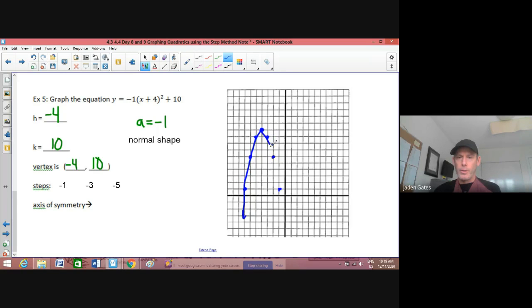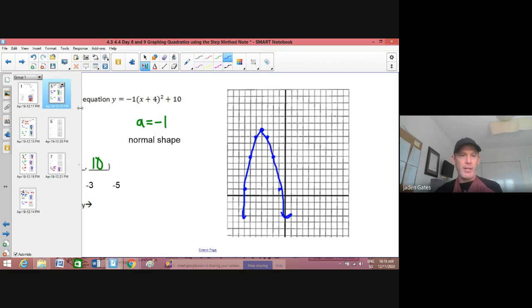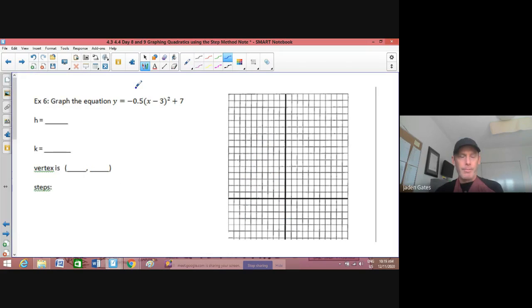There we go. So again, there's our parabola shifted left 4, up 10, has a normal shape, but yet opens down. And that's all that stuff that you got to be able to look at that equation and see that happening. All right, let's try one more here.